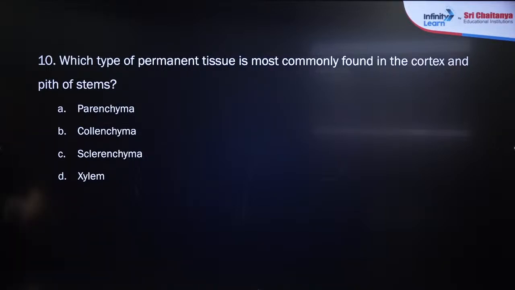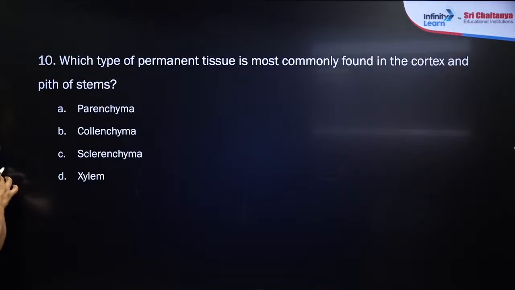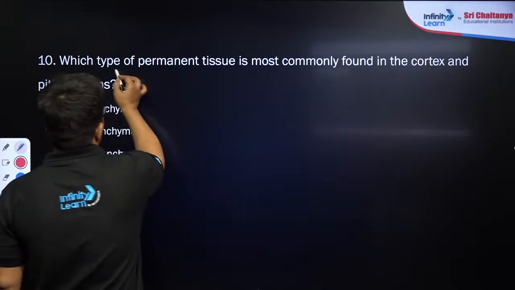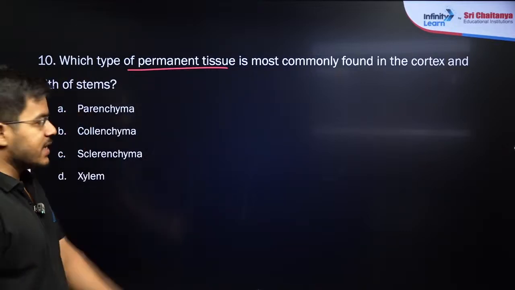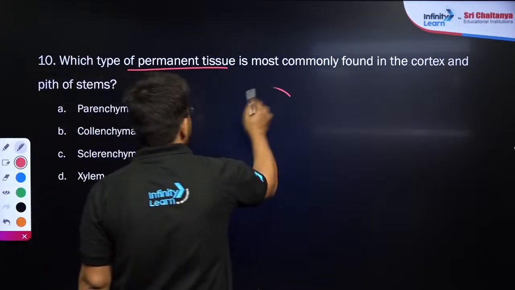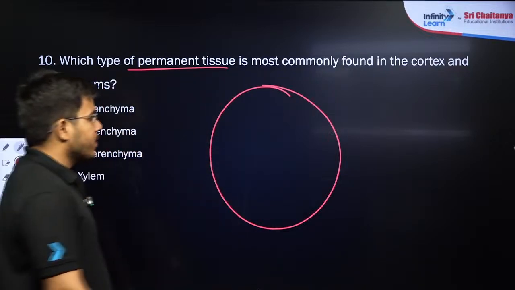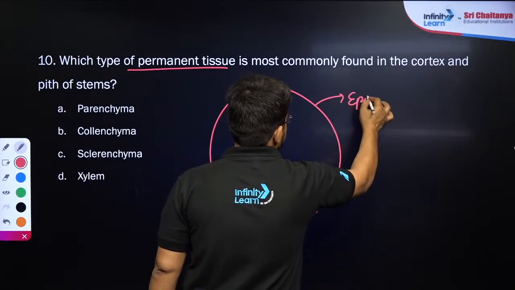Okay, students, so if we talk about the permanent tissue that will be present in the cortex and the pith portion, say for example you are cutting the stem. While cutting the stem, this is going to be the epidermis, the outermost portion. So this is going to be the epidermis.